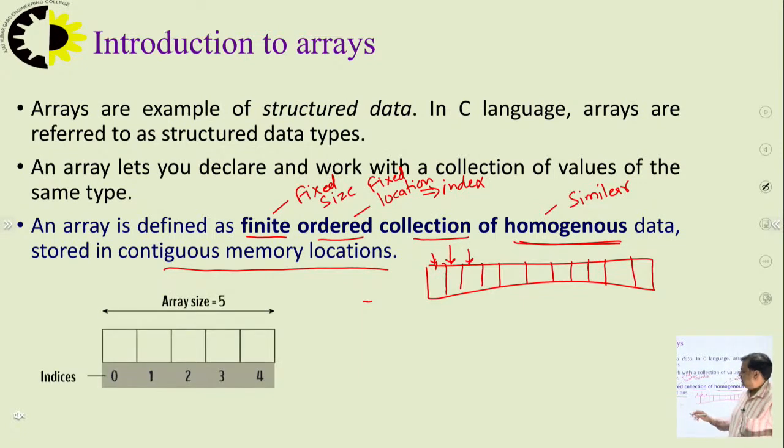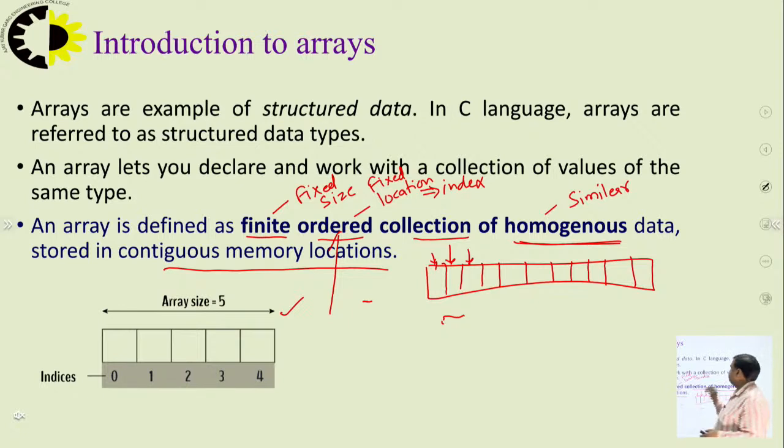So, they are stored in the memory like this; there are 5 elements being stored. So, array size is 5. Index is basically used to follow order. So, index starts from 0. So, 0 is the first location.